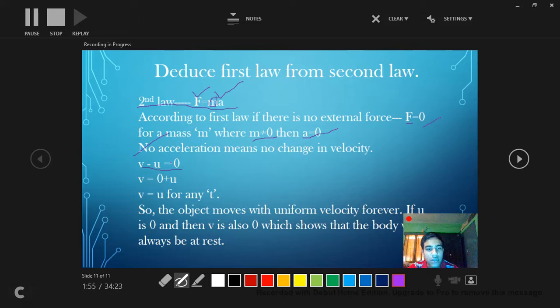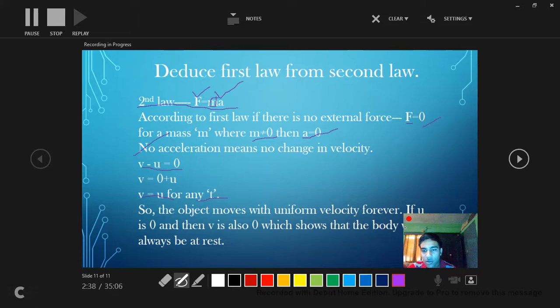If you transpose this u to this side, v is equal to 0 plus u, so you get v is equal to u for any time t. For any time, how much time is taken we'll not see. For any time it will be v is equal to u. Final velocity is equal to initial velocity if there is no external force. That means the object will continue to be at rest, or it will continue its motion. That is the same thing. So the object moves with uniform velocity forever because there is no change in velocity. And if u is 0, then v is also 0, which shows that the body is always at rest.